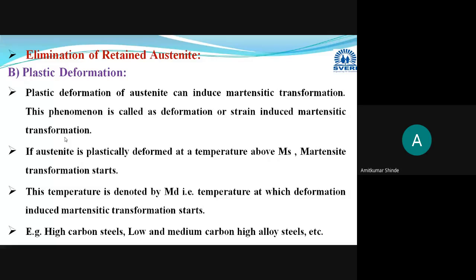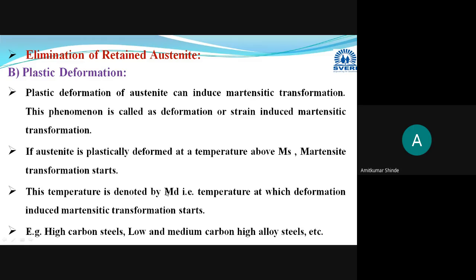We are providing some deformation, or you can say we are creating some strain. Due to that, whichever retained austenite is there gets transformed to martensite, and this phenomenon is termed deformation or strain-induced martensitic transformation. The temperature at which this process occurs is denoted by the letter Md, the temperature at which deformation-induced martensitic transformation starts.